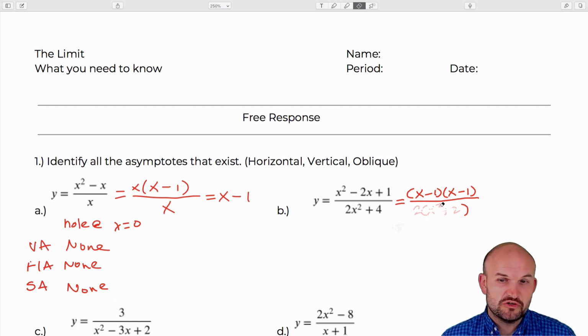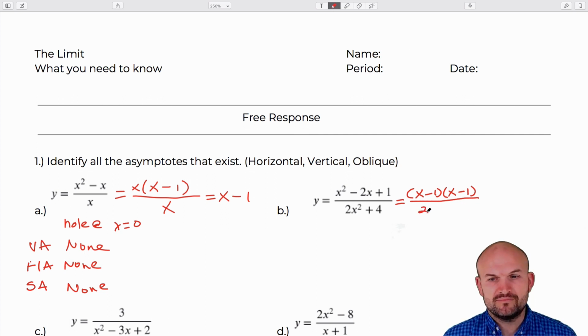You can factor out the 2, but that doesn't give me a difference of 2 squares, which is something I would have been nice for. So now we can go ahead and look at our vertical asymptotes. I always like to look at the vertical asymptotes first. Actually, let's just write that in the factor form.